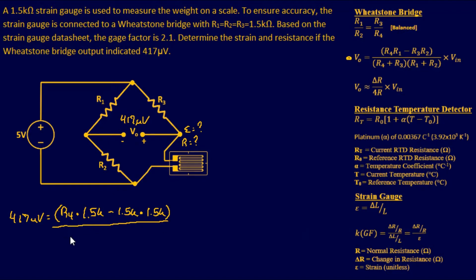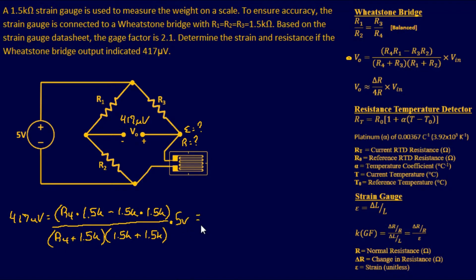And see if we can do a denominator. R4 again, unknown, plus R3, 1.5K. And that's going to also be another parentheses. So 1.5K plus 1.5K. And forgive my handwriting as usual. And that's going to be times our input voltage, which is 5 volts.